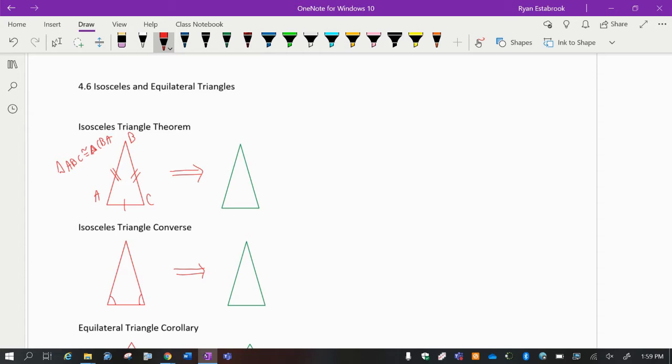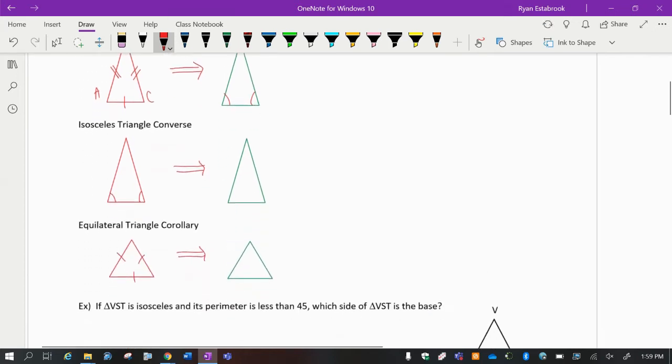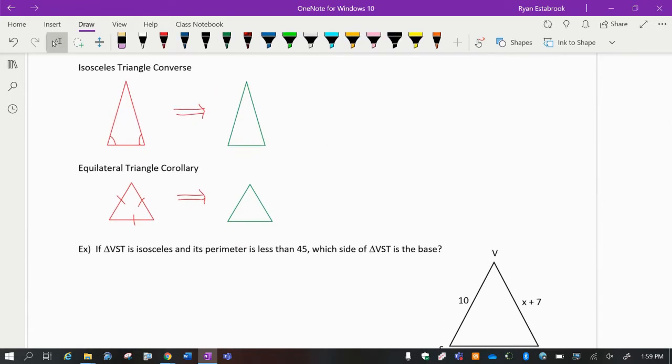Angle A is congruent to angle C. In other words, because we can name this triangle congruent in two different ways, we could say then that by corresponding parts, this angle is congruent to that angle. In other words, when you have two sides of a triangle congruent, then the angles opposite those sides would be congruent to each other.